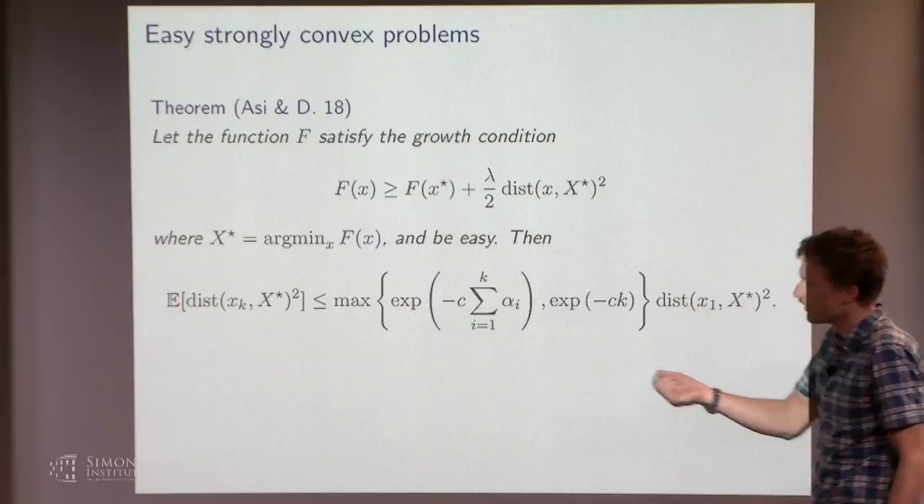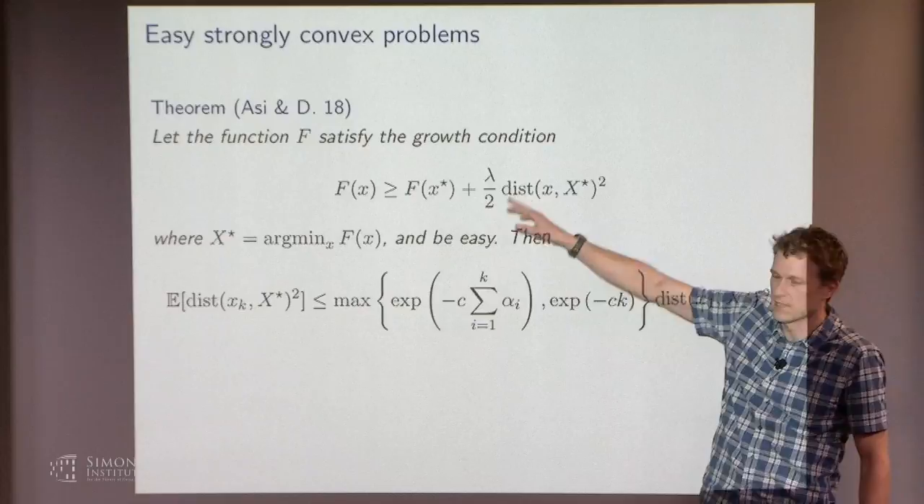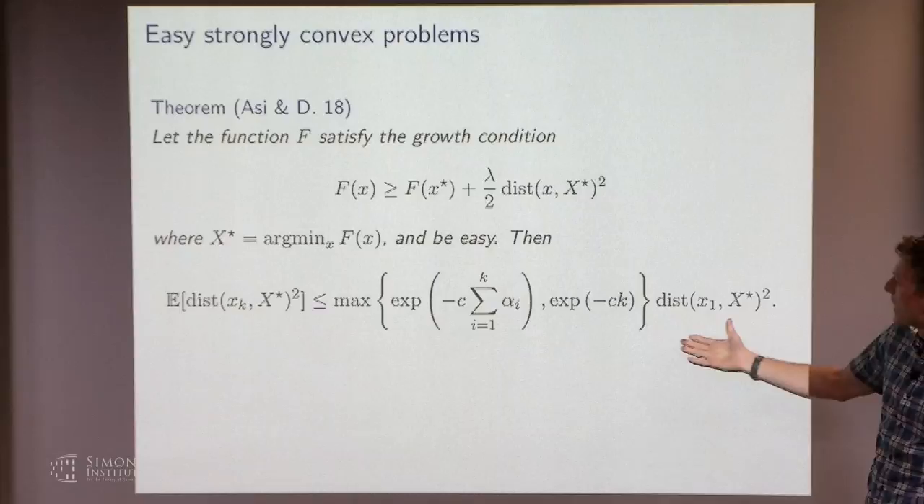Then you can prove that in expectation, the distance of your iterate from the optimal set squared is less than the maximum of e to the minus sum of your step sizes and e to the minus k times the initial distance. Okay, and c is a constant that depends on lambda in a slightly weird way, so I don't want to get into it. Okay, so no matter what your step size sequence is, as soon as you have this lower bound condition, that's 4, you're basically adapting and getting this exponential or linear convergence.